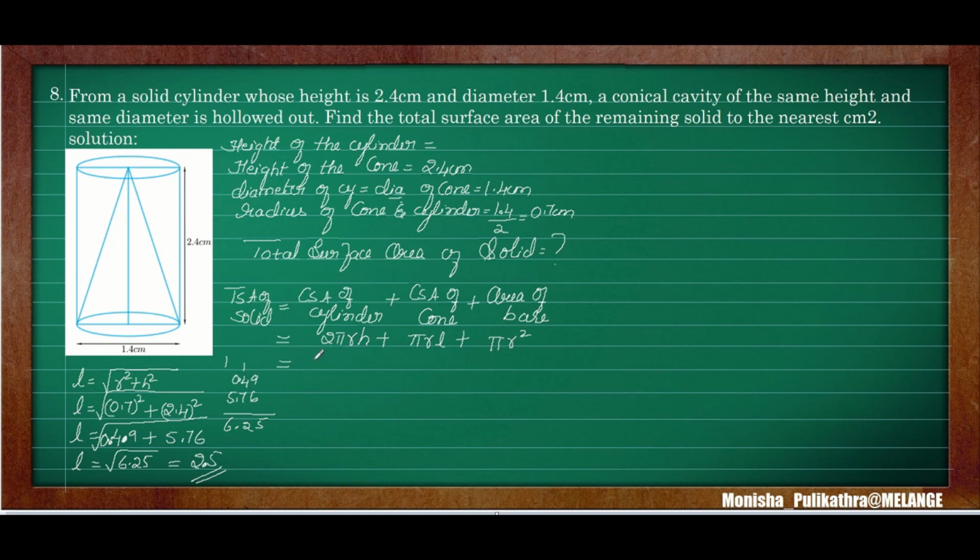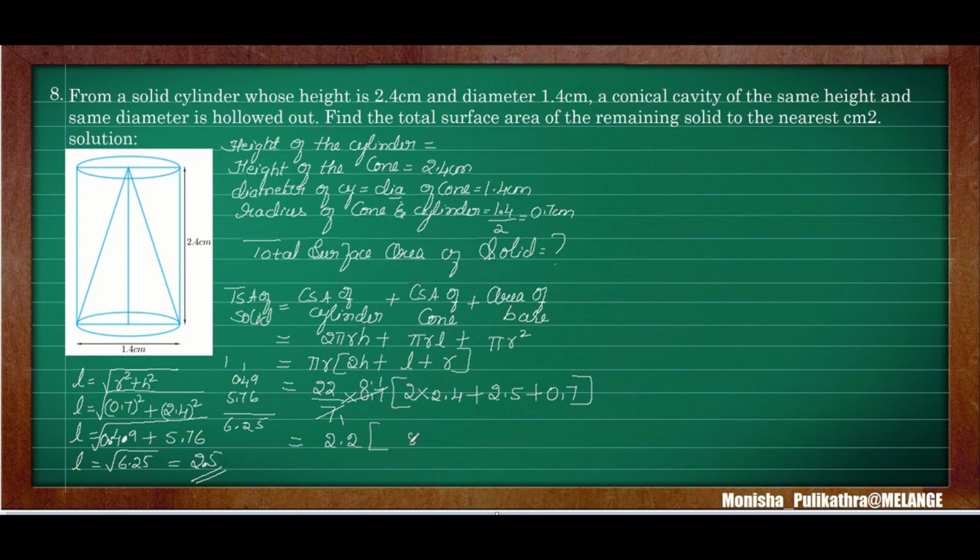Here pi r is common, so we can take pi r common. If pi r is taken common, the remaining will be 2h plus L plus, since pi r is common, 1 r will be there. Okay. So pi is 22 by 7 into r. The radius is 0.7, into 2 into h, the height of the cylinder, that is 2.4, plus slant height 2.5, plus radius 0.7. Okay. So here 7 ones are 7, and 22 into 0.1 is 2.2.